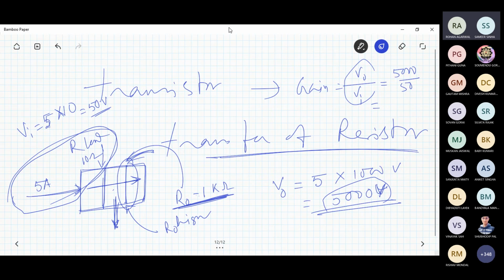Remember, amplifier doesn't mean that it can be realized only with the help of a transistor. There are many other ways you can realize an amplifier. Transistor is one way to approach this amplifier concept.